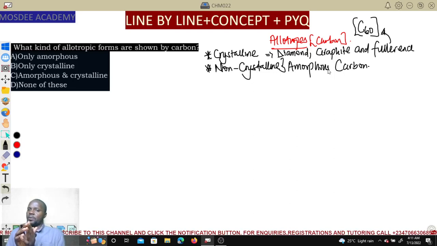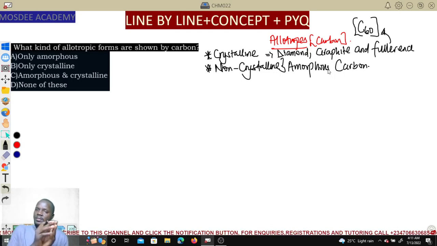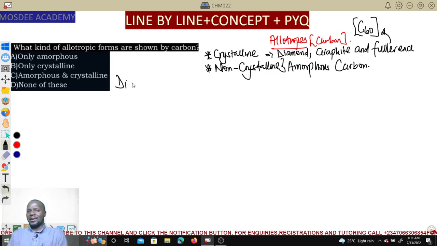How about the amorphous carbon? They are the non-crystalline set of allotropes. So we can now talk about each of them, because I know the examiner will ask lots and lots of questions about all of these. Now, from junior classes, diamond is said to be the hardest substance known. You still remember that. It forms what we call a crystalline lattice. That is why it is hard.